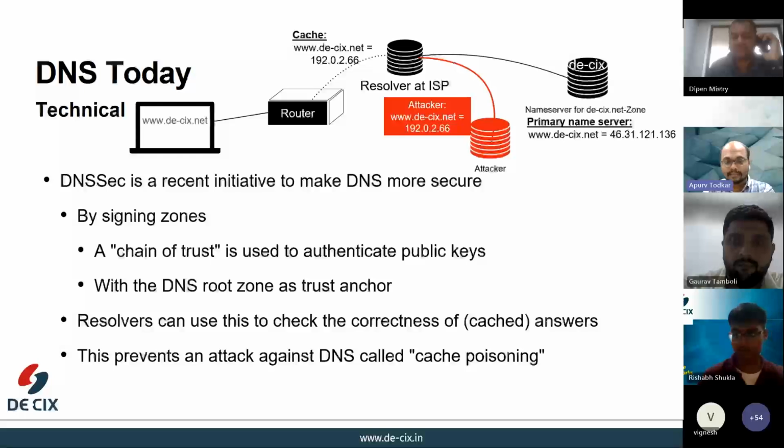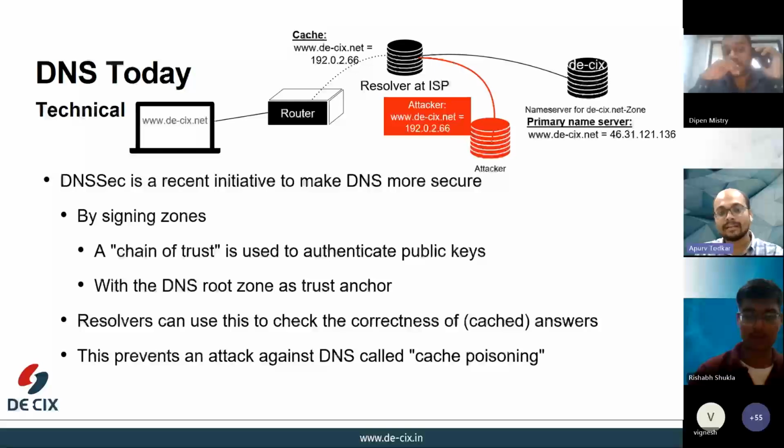Otherwise, as you can see in this diagram, if there is cache poisoning and an attacker tries to inject wrong entries into a resolver by sending some false replies to an IP address, that would be very disastrous, and customers would be redirected to some other page rather than the actual page at the destination.